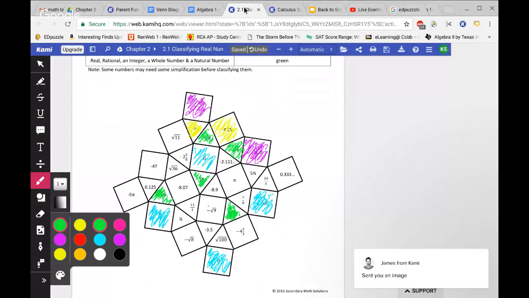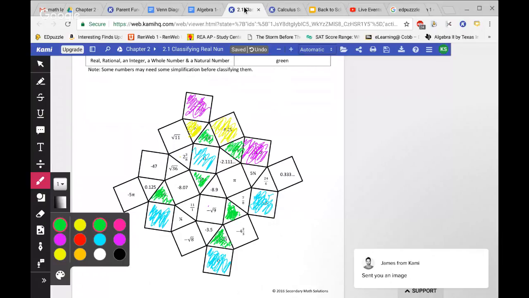And they can't be negative? No, they cannot be negative. That would make it an integer. Okay, good question, because natural numbers are just those numbers that we've probably been using since kindergarten. It's everything that we've ever used to really count.